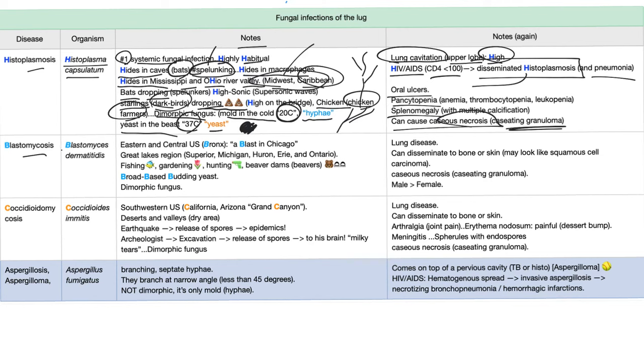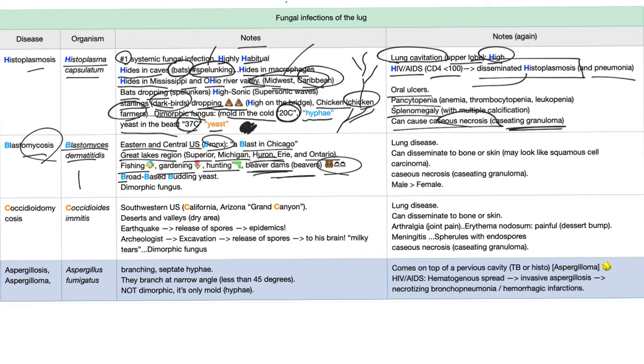Next, blastomycosis by Blastomyces dermatitidis. Eastern and central United States, let's say the Bronx in New York, or a blast in Chicago, it could be in the center. Great Lakes region, and the five Great Lakes in the United States are Superior, Michigan, Erie, Ontario, and Huron. Fishing, gardening, hunting can expose you to Blastomyces. Beaver dams, leave it to beaver to get blastomycosis.